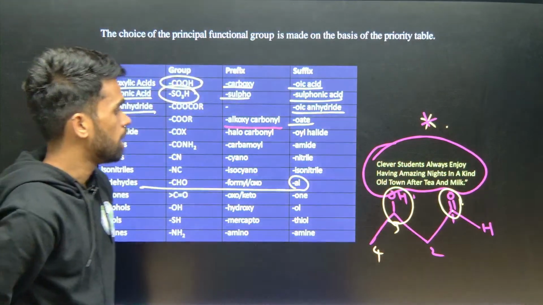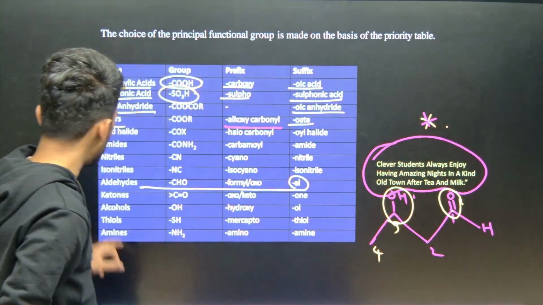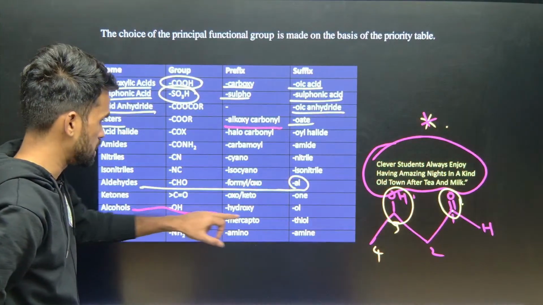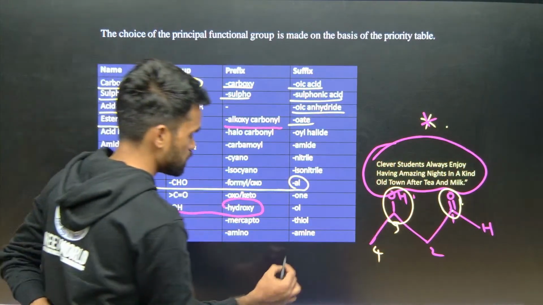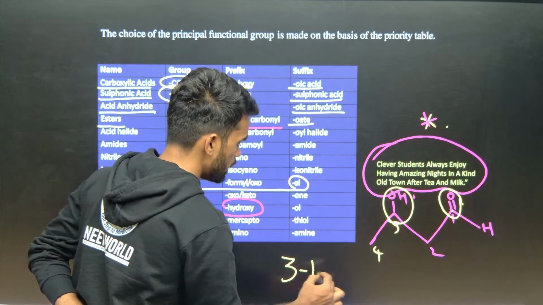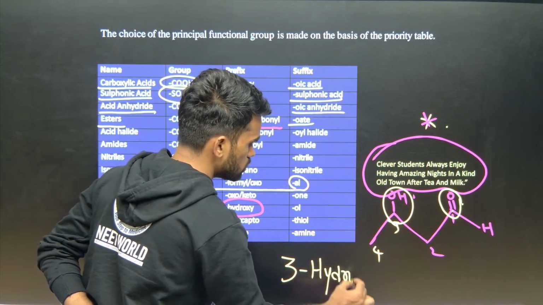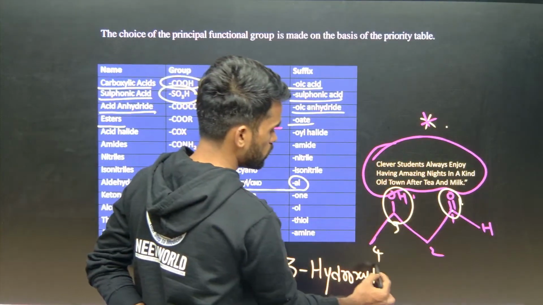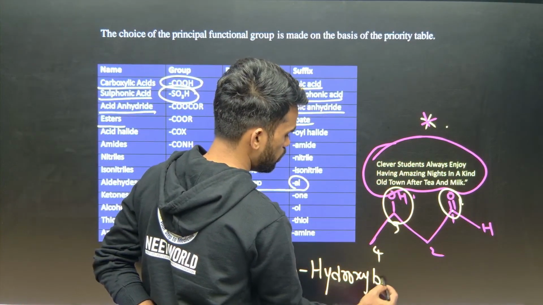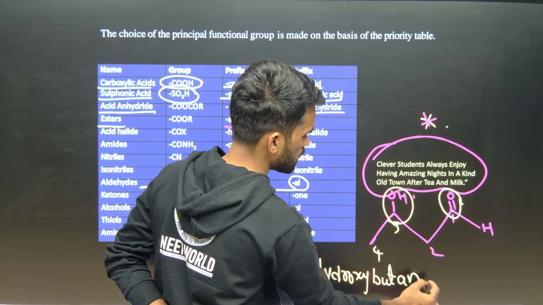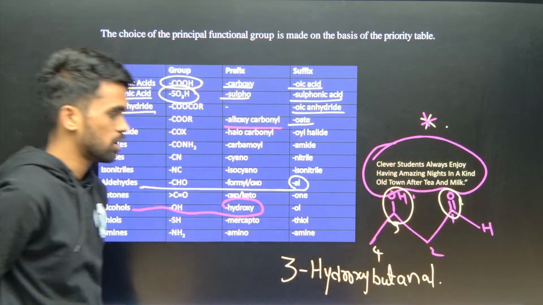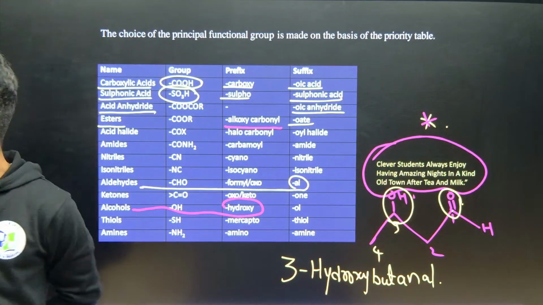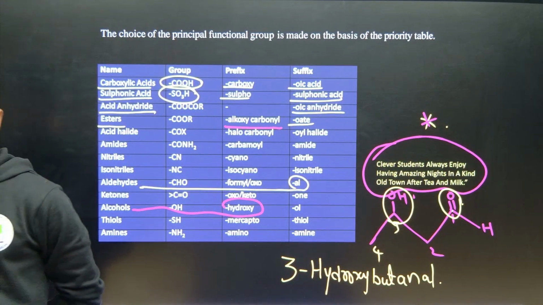And OH is a prefix, alcohols are prefixes, so it is hydroxy. What is the position of that group? 3-hydroxy. Total carbons are 4, butane. Butanal. That's it. This is the name of the given compound. Hope the discussion is clear here.